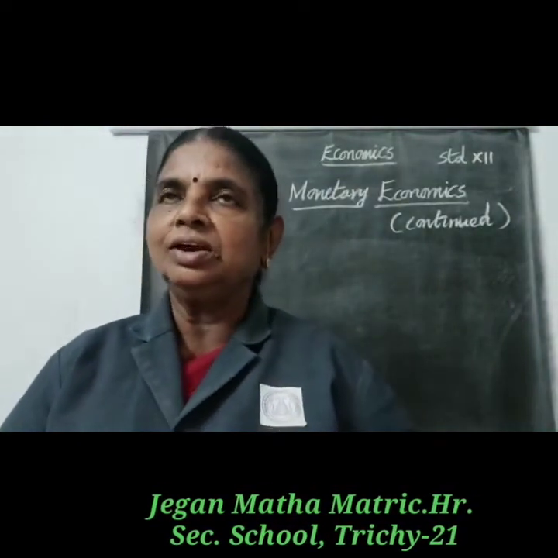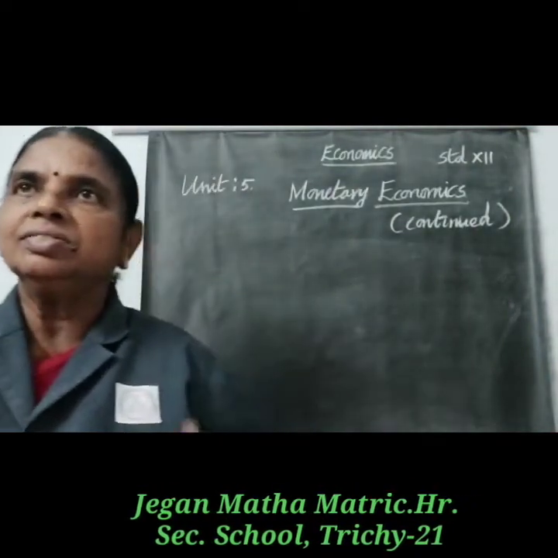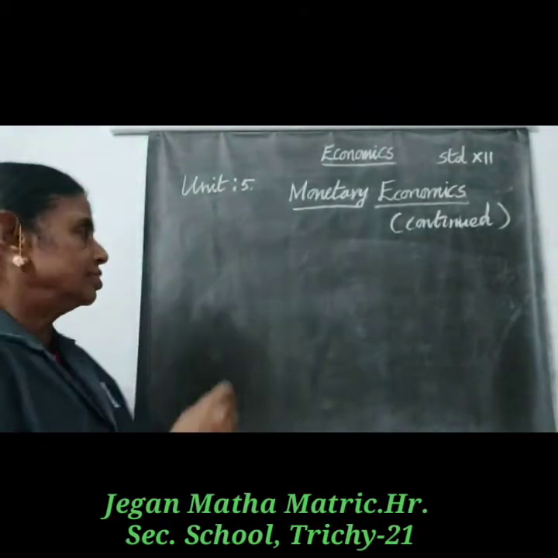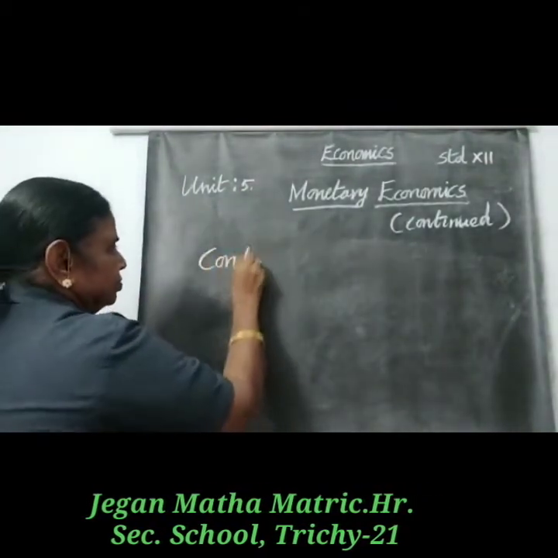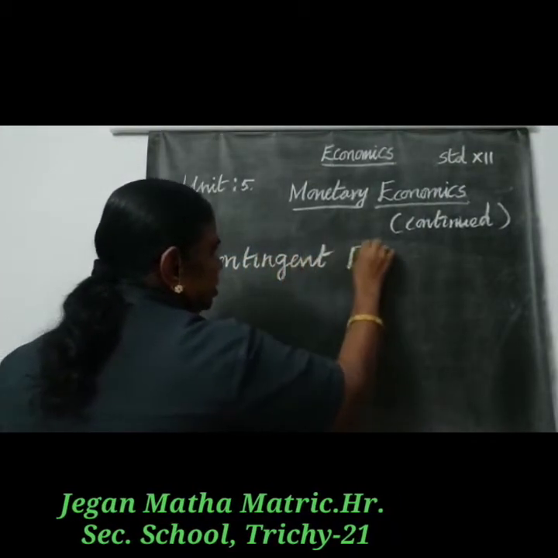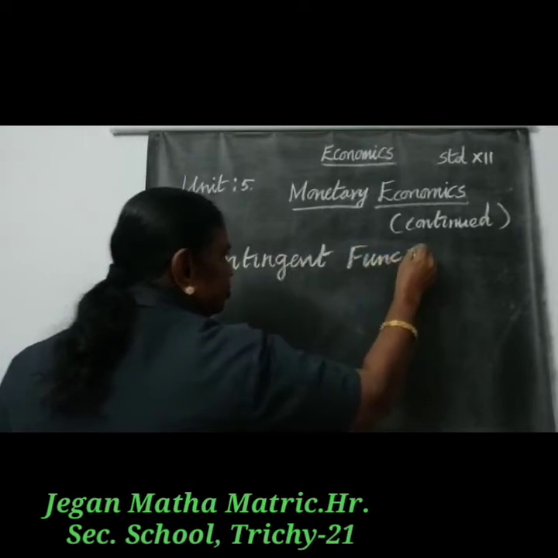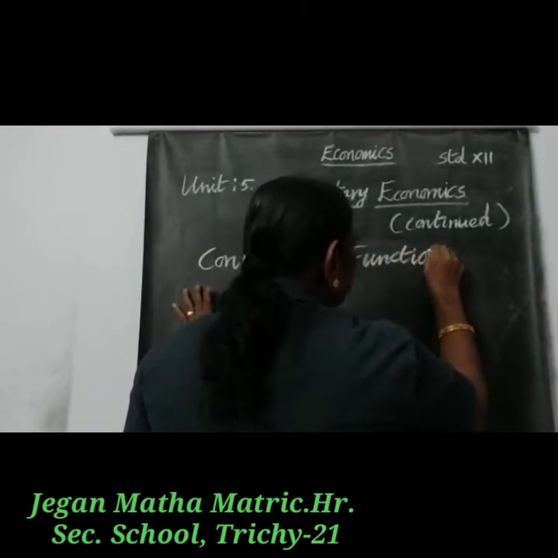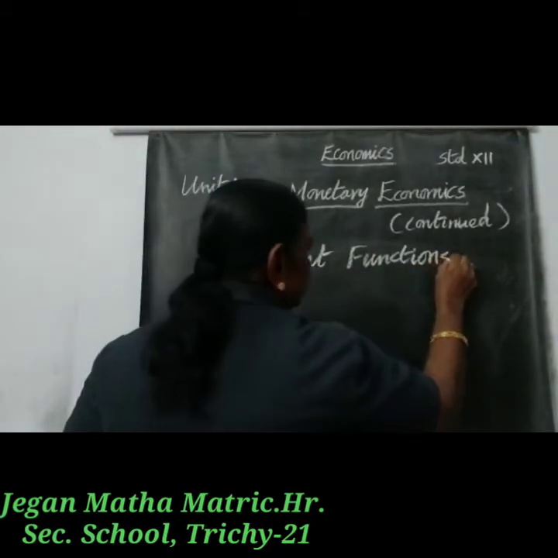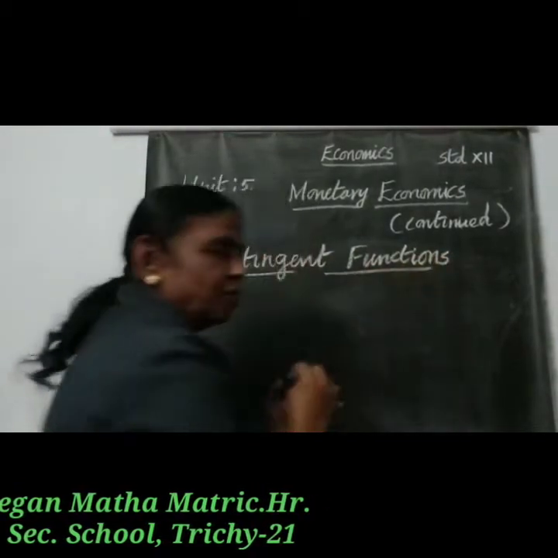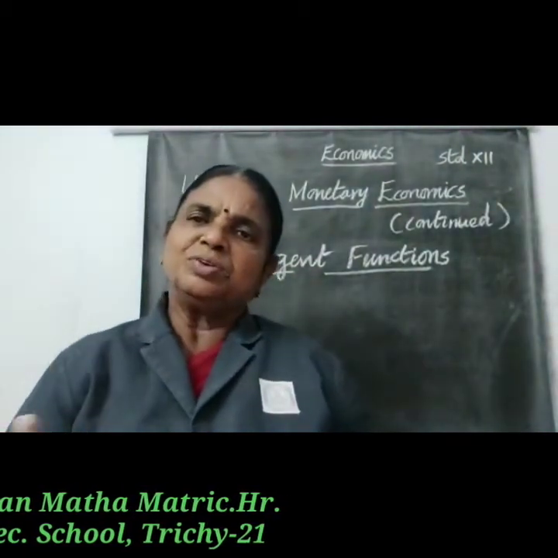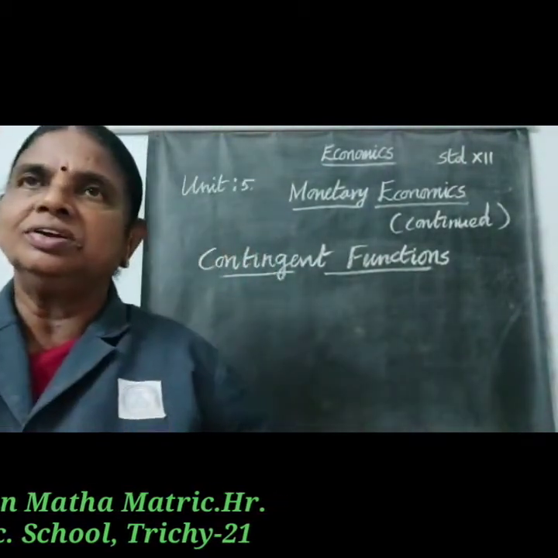Let us learn today the third function. The third function of money is contingent functions. Under contingent function, contingence means the possibility of future event or situation. So here, this possibility of future event or situation is called contingent, and of course in an economy it is called as contingent functions.